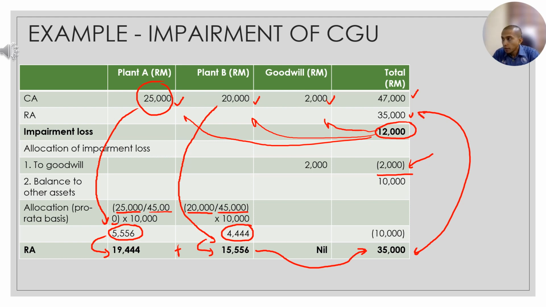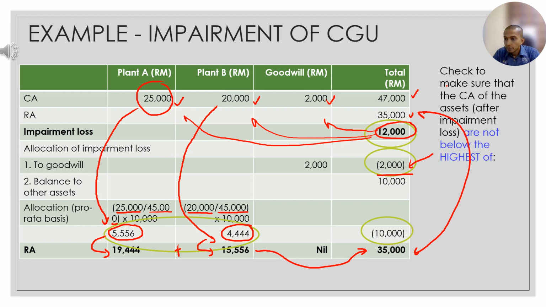So another important part here. Now let us look at an example. The impairment loss is RM 12,000. The impairment loss should first be allocated to goodwill, then allocated to the others on a prorated basis.